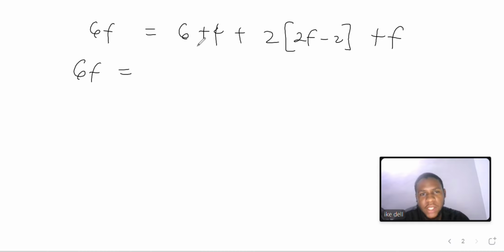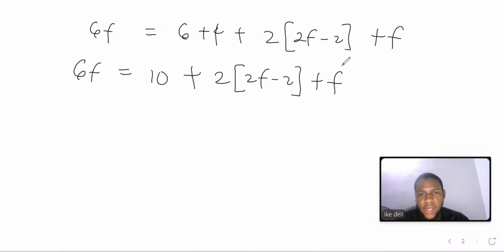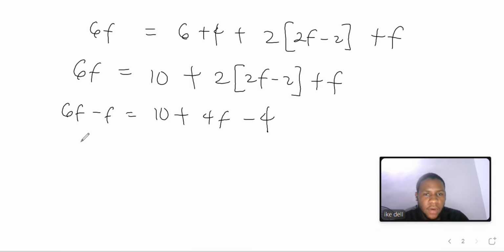Who knows? 6 plus 4 is 10. This is 2. This is 2F minus 2. And this is F. So what do I do? I send this F over to this side so that I'll have 6F minus F is equal to 10. And here I would have plus, I'm going to open up this bracket. So I have 2 times 2, 4F. 2 times 2 is 4. All right, so 6F minus F is 5F.